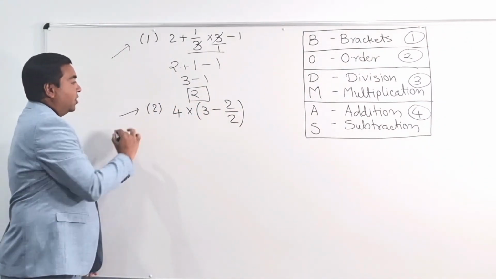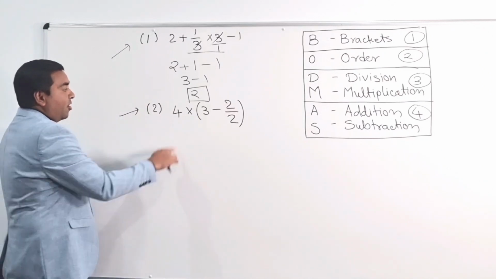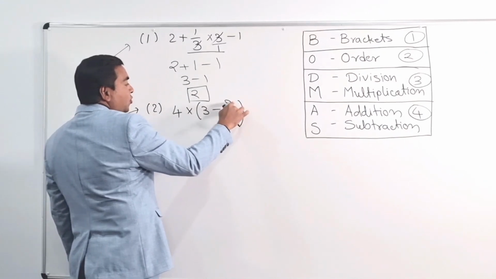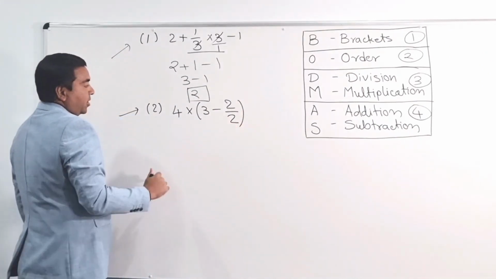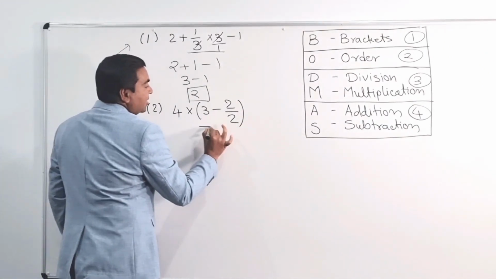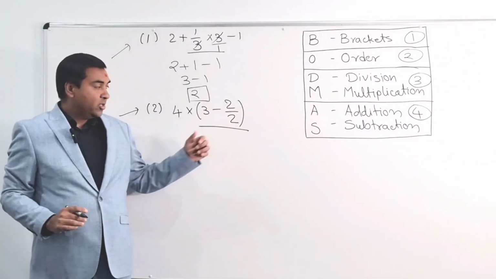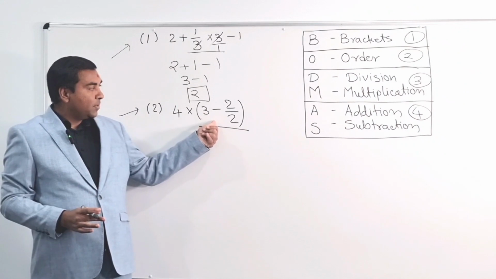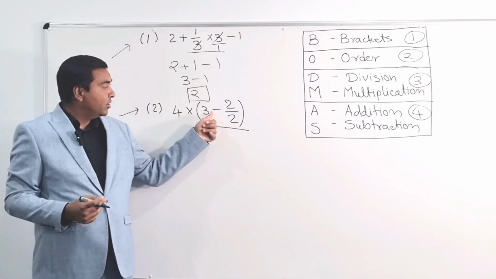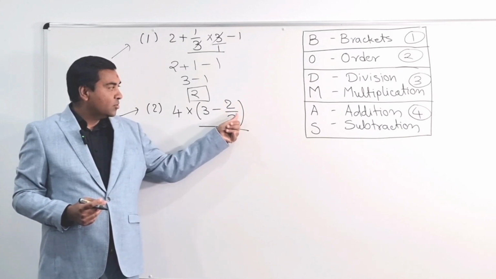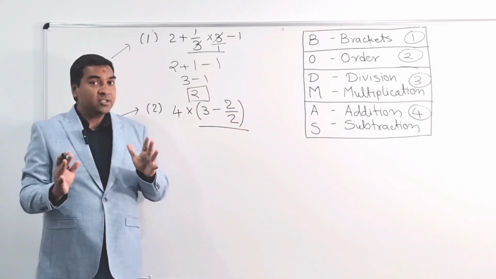Another question with fractions in BODMAS. 4 times, into bracket, 3 minus 2 divided by 2. In this, a bracket is involved, so bracket will be my first priority. Within that bracket, there are 2 operations involved: a minus and 2 divided by 2. So 2 divided by 2, that's a divide, is going to be the first priority.